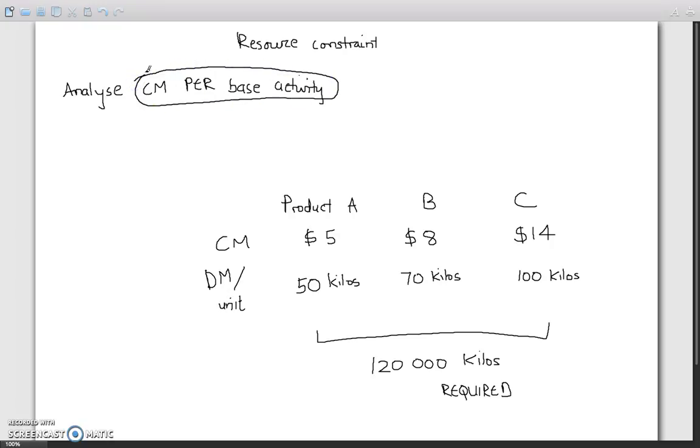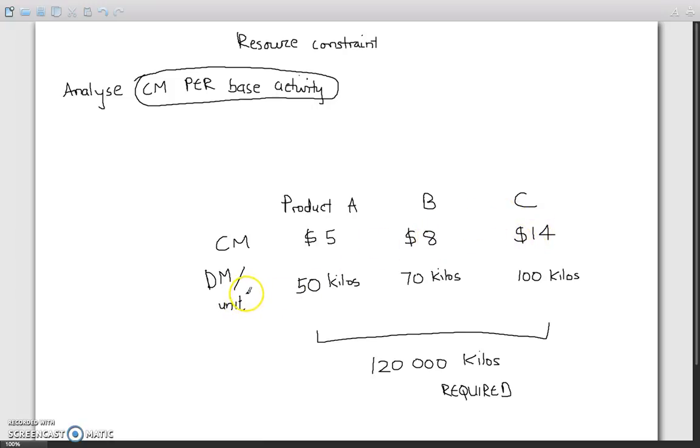Now, what that even means, it sounds so confusing, but it's very straightforward though. What that really means is that you're trying to find out how much contribution margin each product is contributing based on the constrained resource. So I've drawn out an example here, all right guys? You have product A, B, and C. Product A has a contribution margin of 5, B has 8, and C has 14.